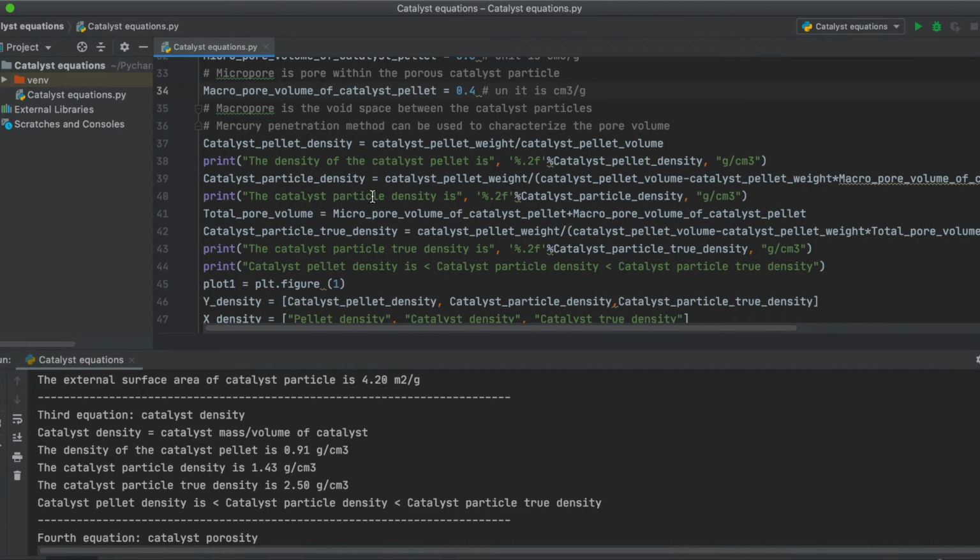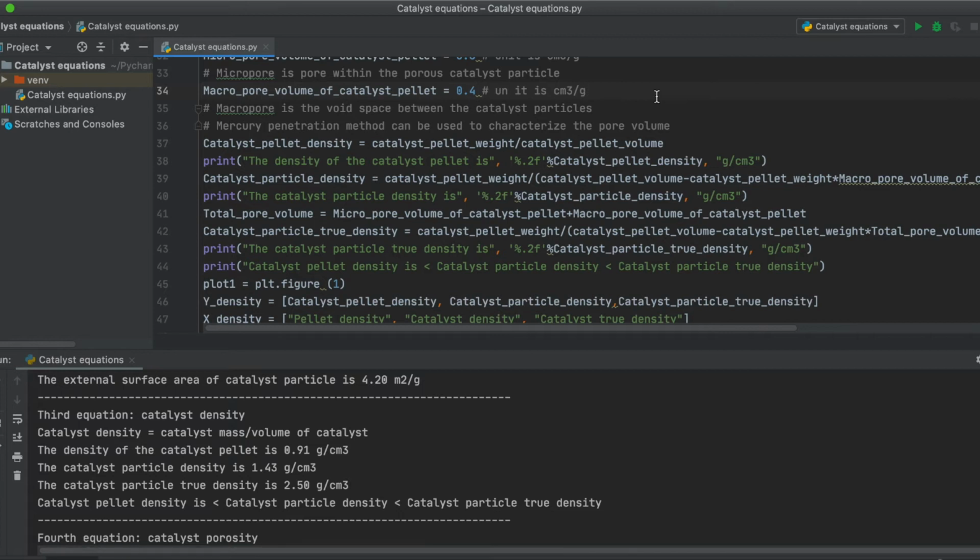Now we know the density of the pellet. The next question is how to calculate the density of the particle. To calculate the catalyst particle density, we need to exclude the micropore volume within this pellet.